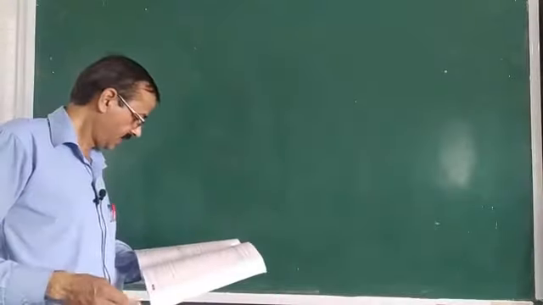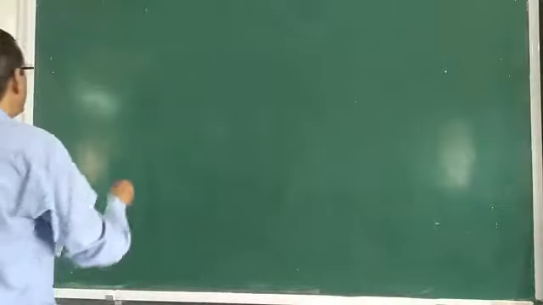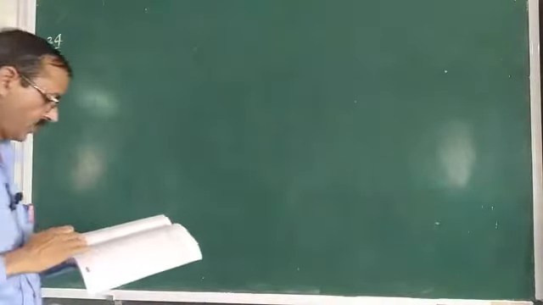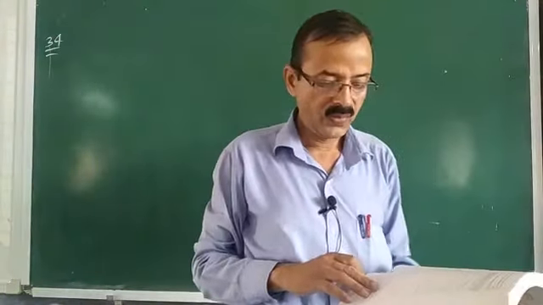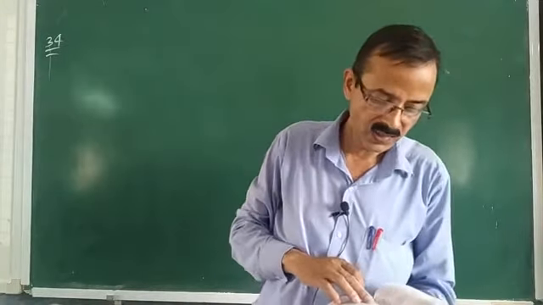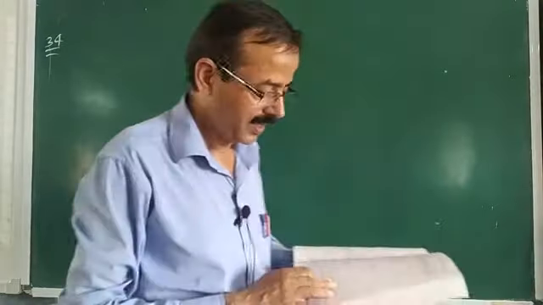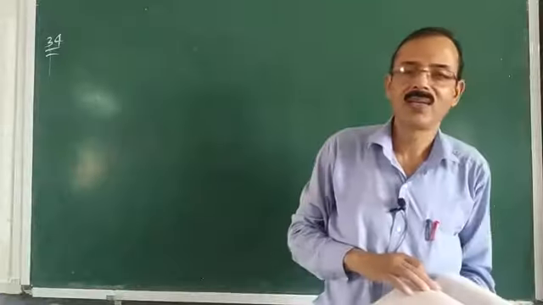Question number 34. Find the equation of diagonals of the rectangle whose sides are x is equal to minus 1, x is equal to 2, y is equal to minus 2, y is equal to 6. Very good question.